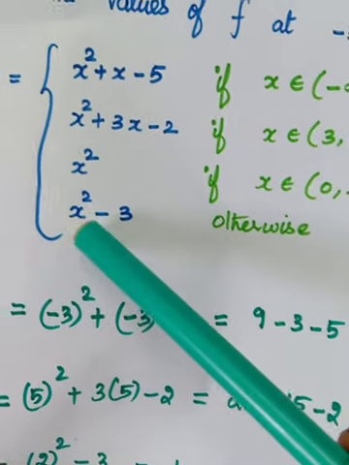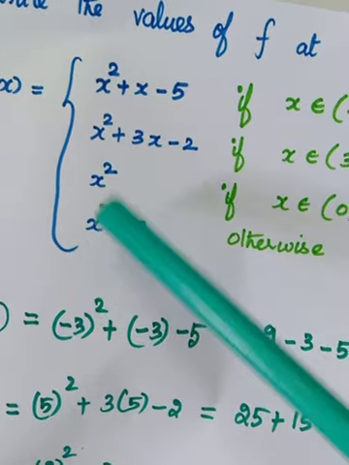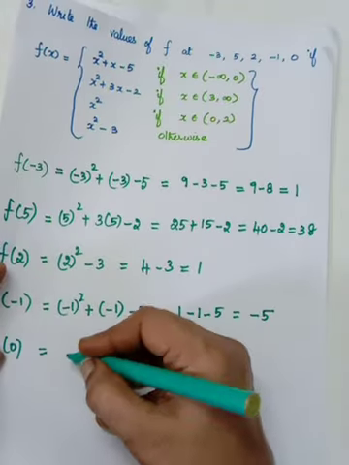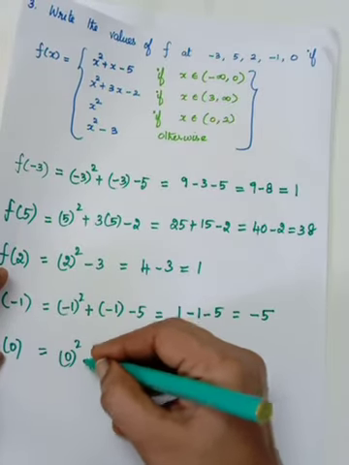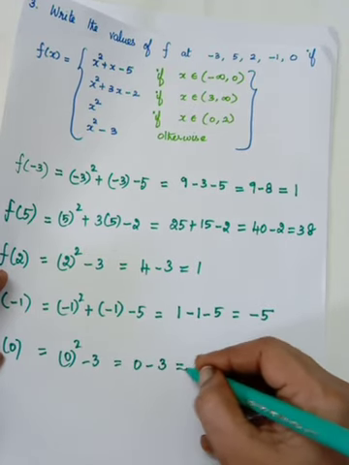On that, your f of x is x squared minus 3. So in the place of x, now you have to substitute 0. So therefore, 0 squared minus 3. So 0 squared is 0. 0 minus 3, that is equal to minus 3.